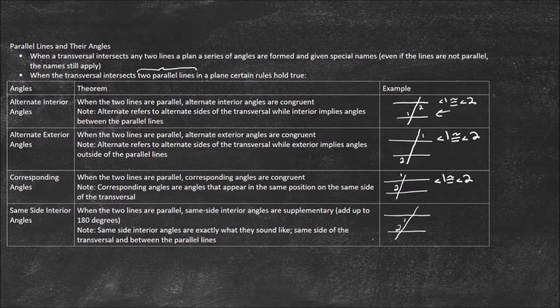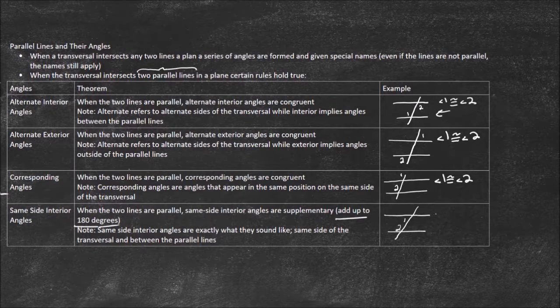And the rule for this one is actually different. Notice that the first three are all about being congruent, but this one is not. This one is about being supplementary. So when two lines are parallel, same side interior angles are supplementary, and the key there is knowing that that means they add up to 180 degrees. So they're exactly what they sound like, same side of the transversal and between the parallel lines.